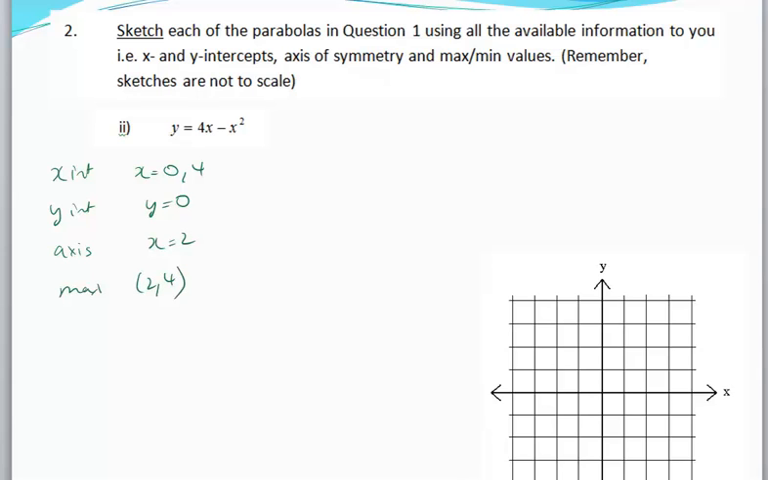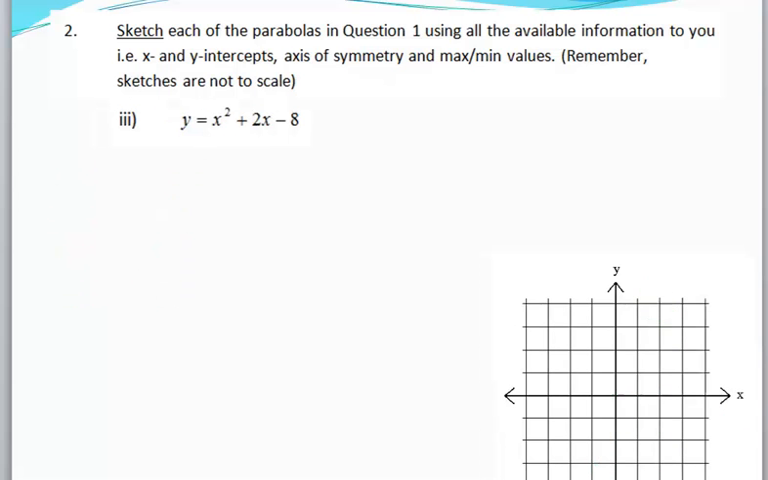So here we look at what we need to label. We're going to have x is 0 as one point, and x is 4. We cut through our y-axis here at y is 0. We have our axis at x is equal to 2. And we have a maximum at 2, 4 here. So we draw our curve here. Y is equal to 4x minus x squared.